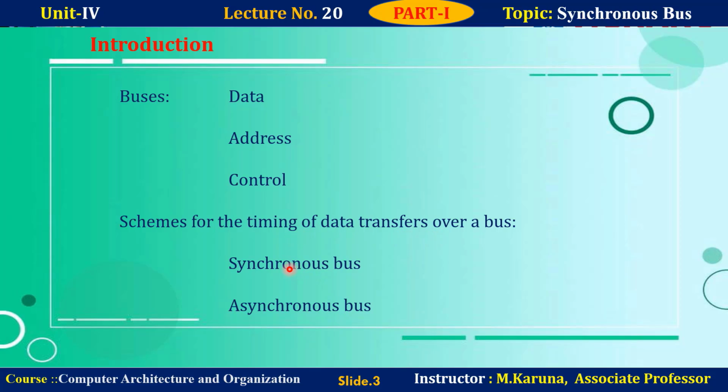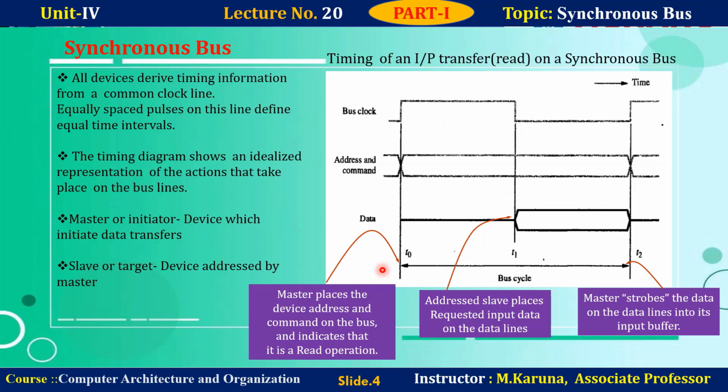They can be broadly classified as synchronous bus and asynchronous bus. Generally, the processor acts as master. The device addressed by the master is referred to as slave. Coming to the synchronous bus, let us see how the data transfer takes place between the processor and an input device, because here we are considering a read operation. That device is an input device on a synchronous bus.